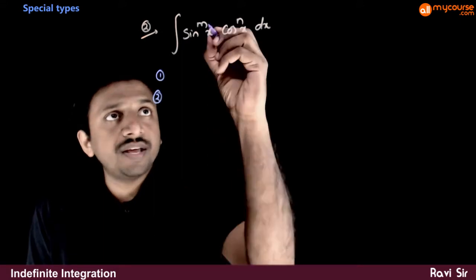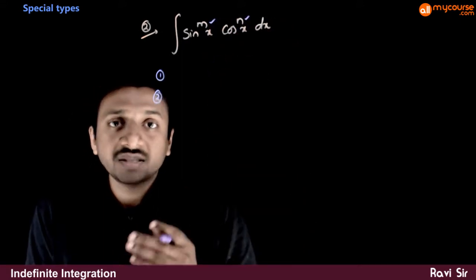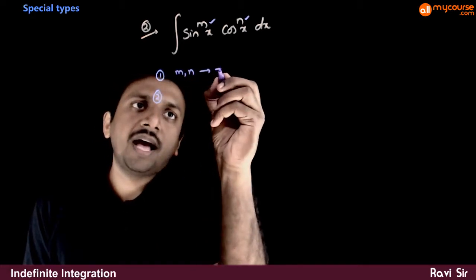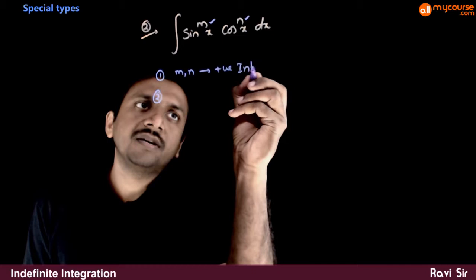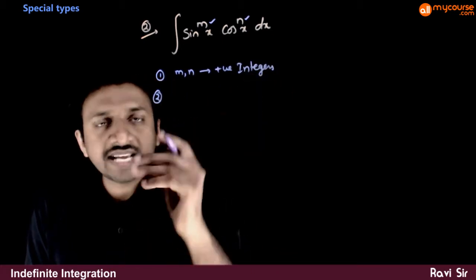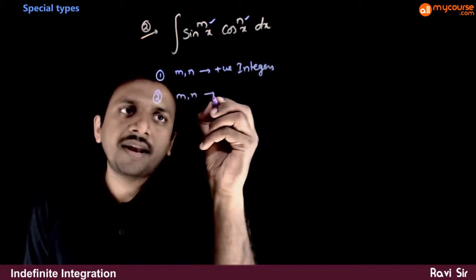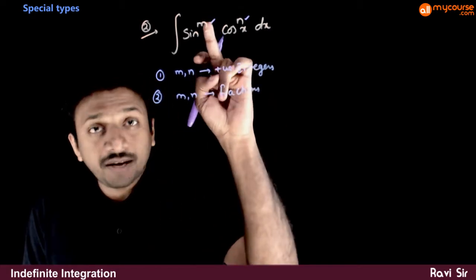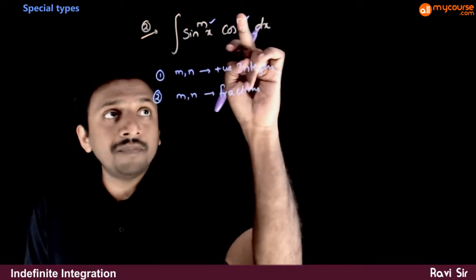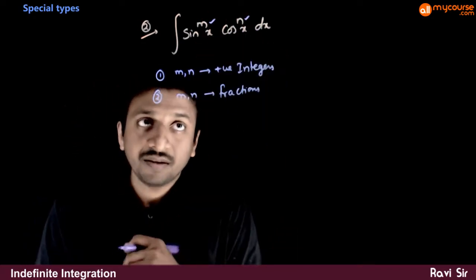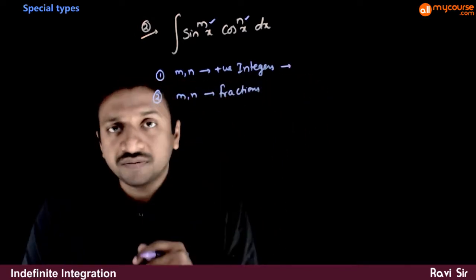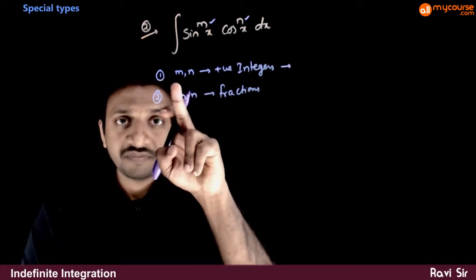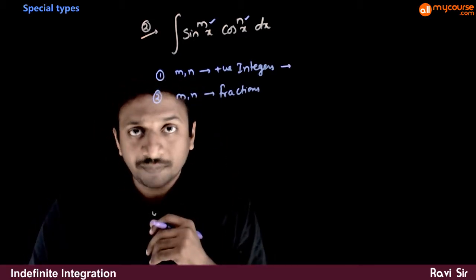The first case is when m and n are positive integers. The second case is when m and n are fractions. Sometimes it will be given in the question where m and n are some fractions. First, if m and n are positive integers, this is quite easy to solve. And in this case, there are four subcases.